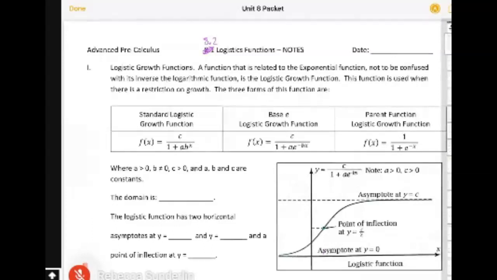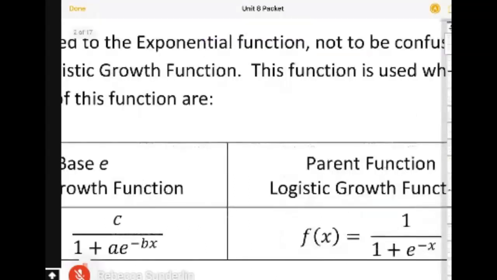This function is used when there is a restriction on growth. Okay, when there is a restriction on growth, a normal exponential, so this is a normal exponential, starts off going along an asymptote and then increases exponentially forever. This represents an exponential growth, okay?